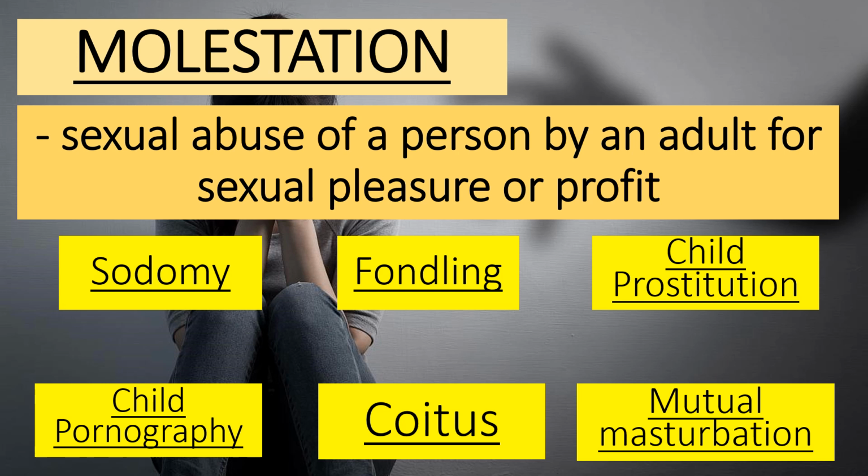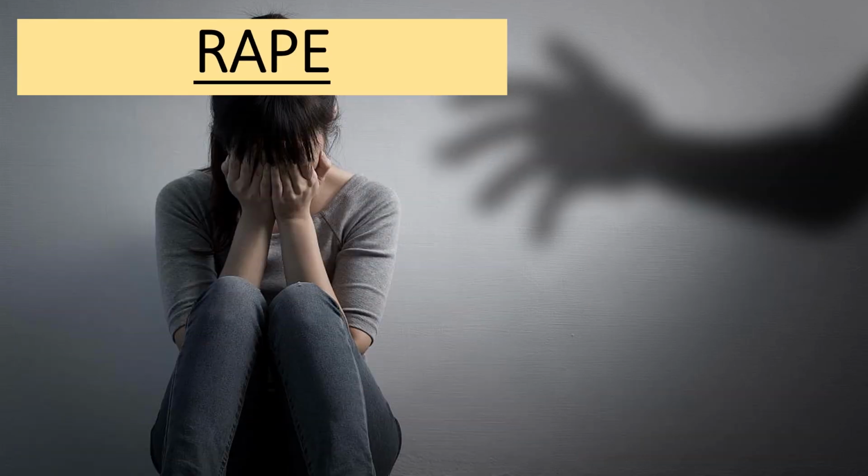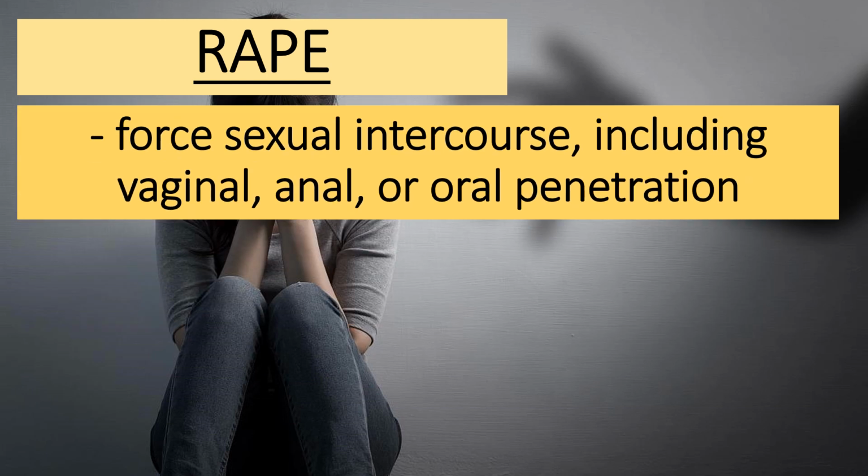When we say coitus, this is a sexual intercourse between a male and a female involving the insertion of the penis into the vagina. Last one is rape under sexual abuse. Rape is forced sexual intercourse including vaginal, anal, or oral penetration. Penetration may be by a body part or an object.